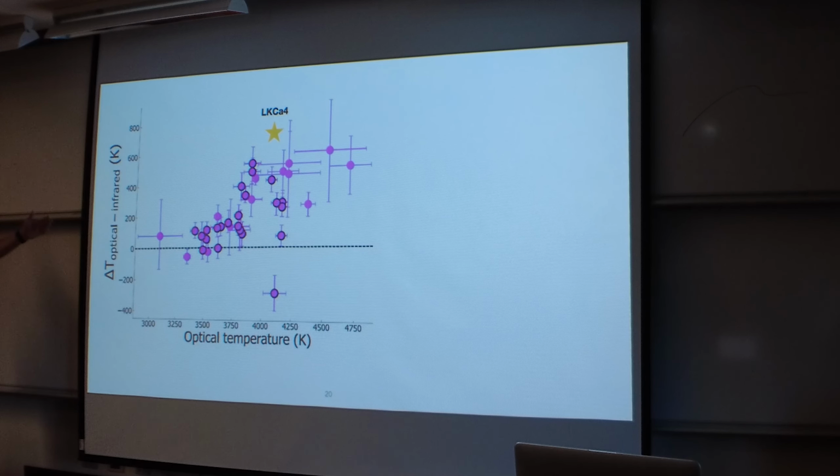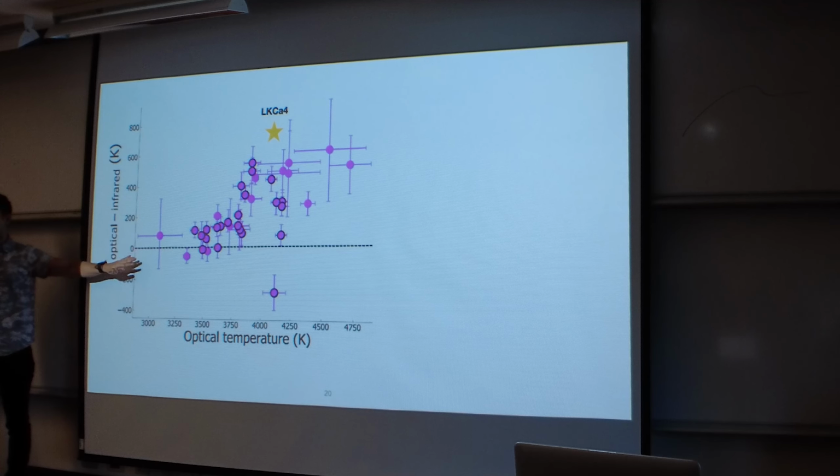Actually, in many stars, in most of them, we see that there's a significant difference in the temperature when you look at them between the optical and infrared, similar to Lee Calcium-4. And what is more interesting is that there is a trend. Not all the stars are affected in the same way. Hotter, more massive stars will have a larger temperature difference than the much cooler ones. At around a spectral type of M4, so 3,500 Kelvin, this difference becomes quite insignificant.